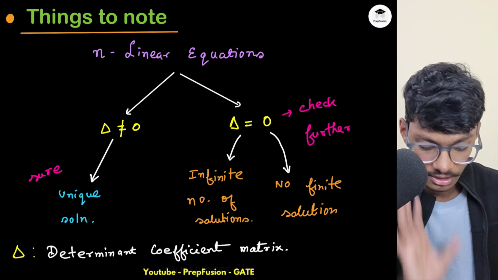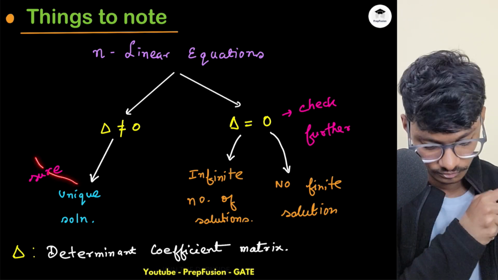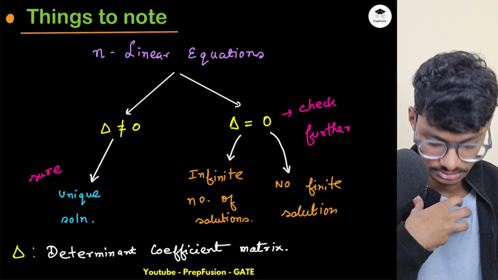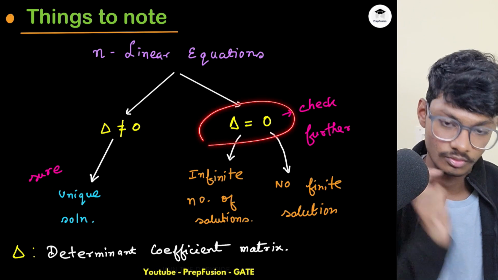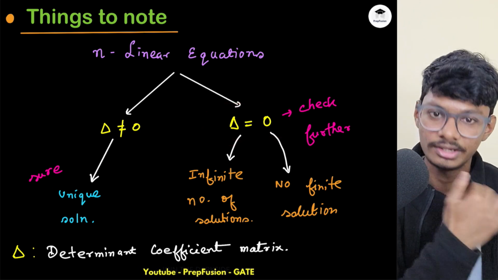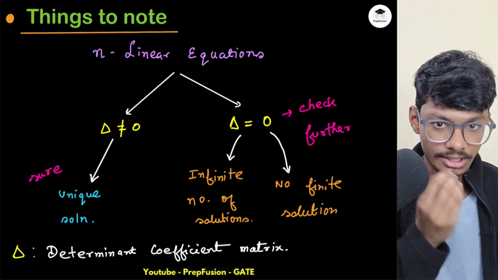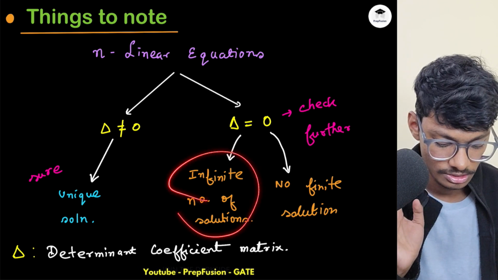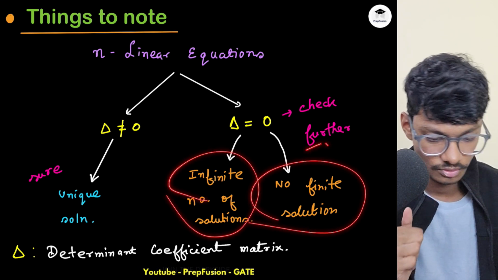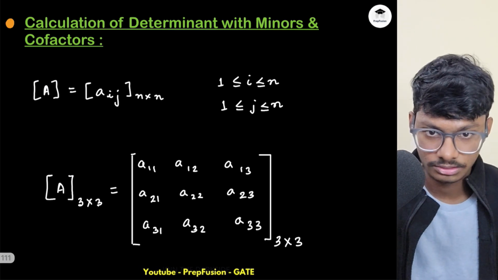That we'll understand. From here, two things can happen, right? Either the determinant is equal to 0 or not equal to 0. If it is not equal to 0, then I can definitely say it is a unique solution. If it is equal to 0, I don't know, I have to check further. What do I have to check? I have to check the rank. The rank concept will come much later, but for now I'm just giving you a glimpse of what will come. So this was the thing about the determinants.